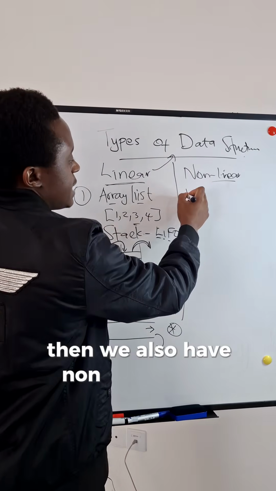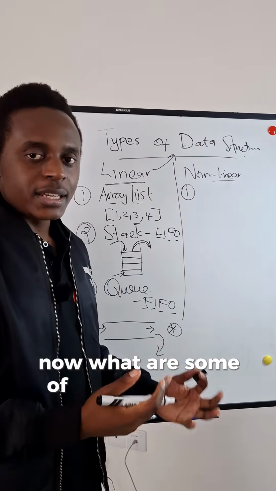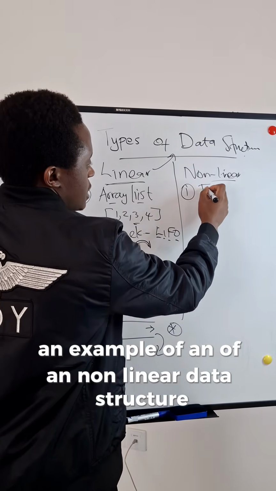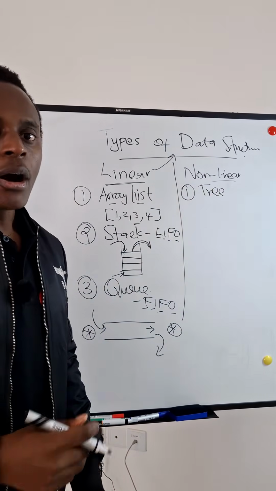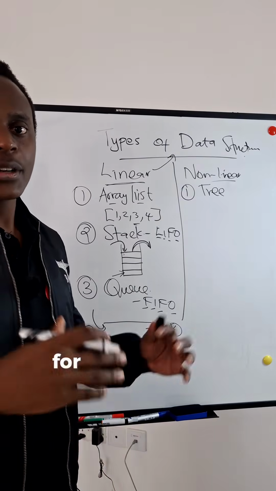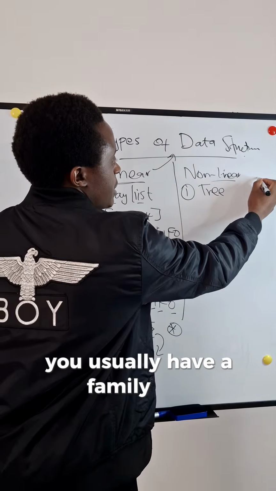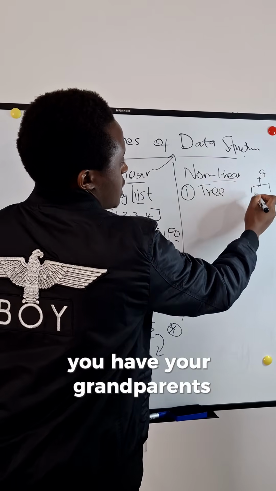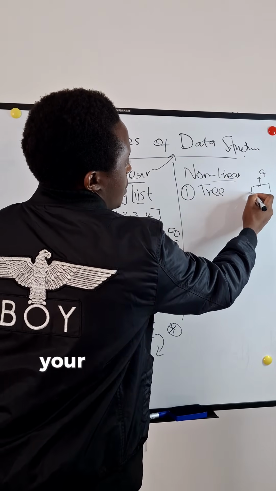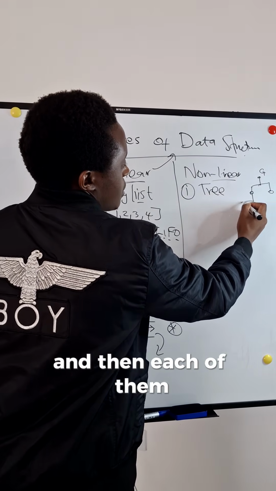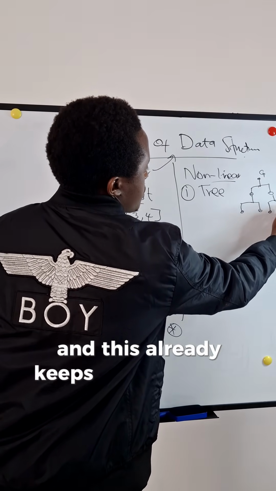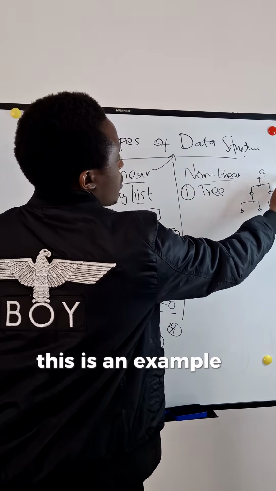Then we also have nonlinear data structures. What are some examples of nonlinear data structures? An example of a nonlinear data structure is a tree data structure. Think of a tree data structure as, for example, your family. You usually have a family tree. In your family tree, you have your grandparents, then your parents here, and then each of them has kids coming in here, and it keeps on moving like that. This is an example of a tree.